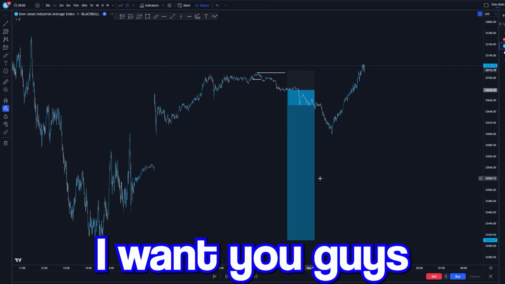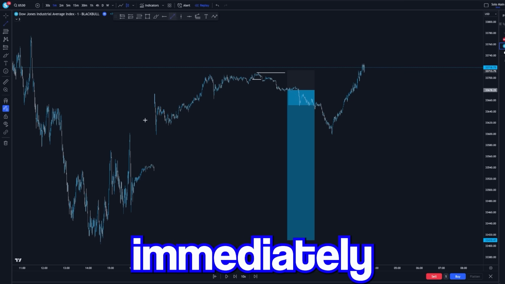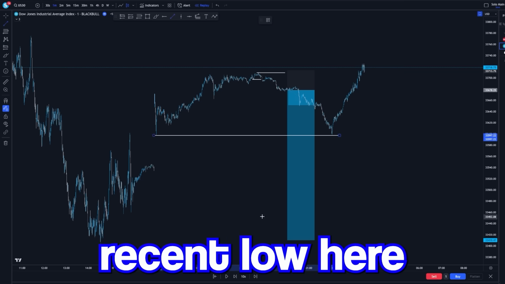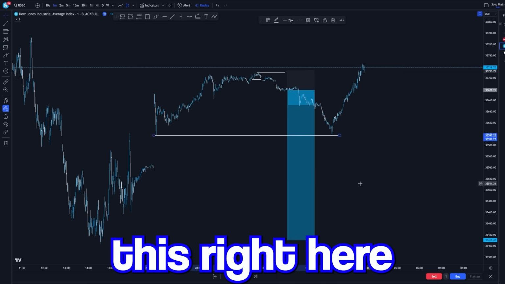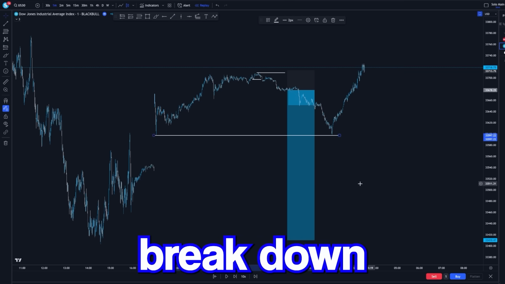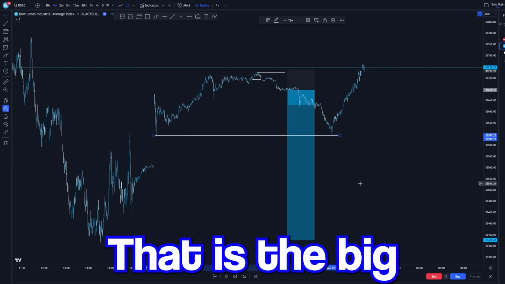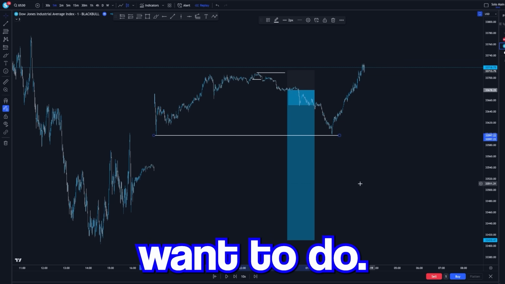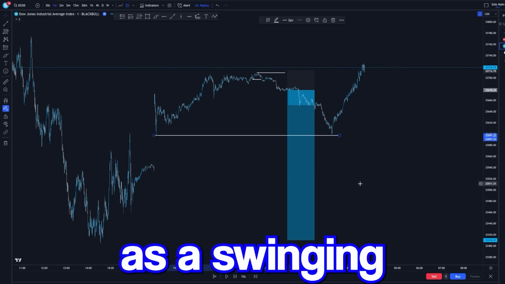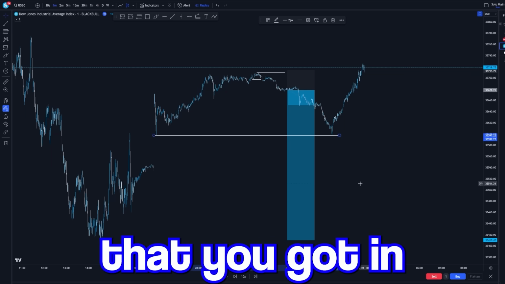Now immediately I want you guys to pay close attention here and notice how we immediately tapped this most recent low here and we shifted. This right here is basically what I always break down that a lot of traders do. That is the big no-no that you do not want to do. You don't want to enter as a swing trader knowing that you got in as a scalper.